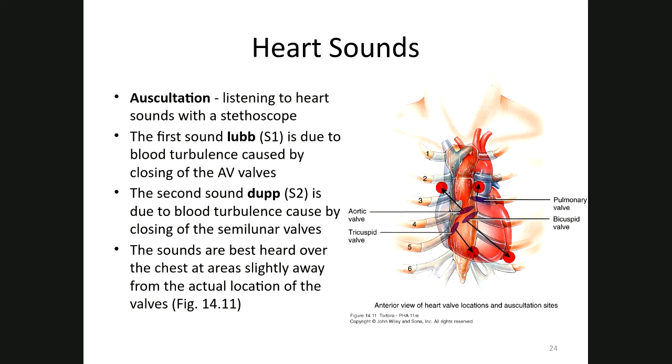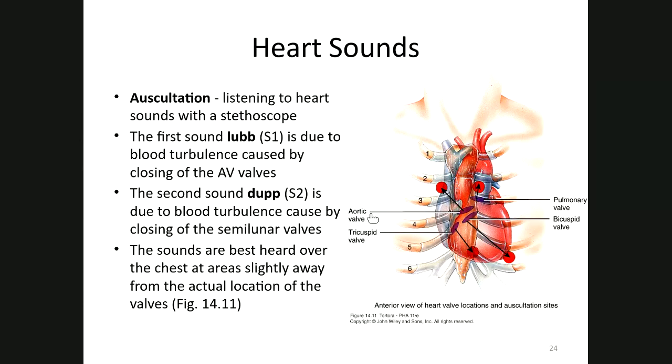So heart sounds. We listen to heart sounds through a stethoscope. It's called auscultation. So we're listening to these heart sounds. The first sound we hear, we call it S1 or lub. This is the blood turbulence caused by the closing of the AV valves. The second sound we hear is called dub. This is usually the turbulence caused by the closing of the semilunar valves. So when we're listening to these sounds, this is an image of where we could hear these.